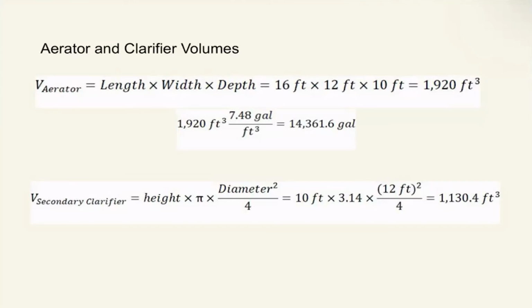1,130.4 cubic feet. And then we're going to go ahead and use our conversion factor again, and we're going to multiply 1,130.4 cubic feet times 7.48 gallons over cubic feet. And now I'll go ahead and show you where the conversion cancels out units. On the top, the cubic feet will cancel out the cubic feet on the bottom of the conversion unit for the volume of the aerator, and same for the volume of the secondary clarifier, leaving us only with gallons.